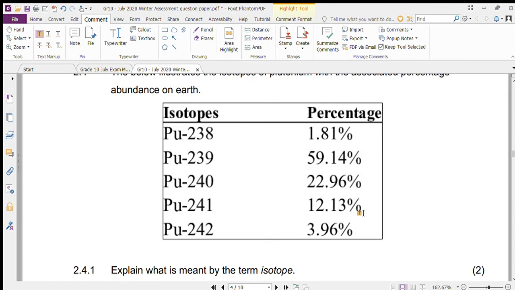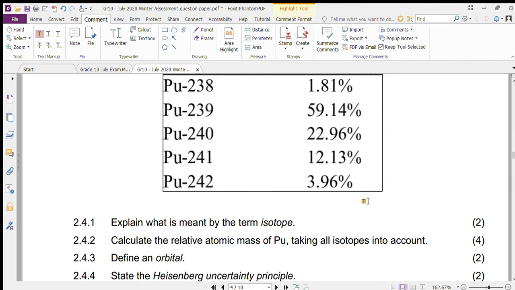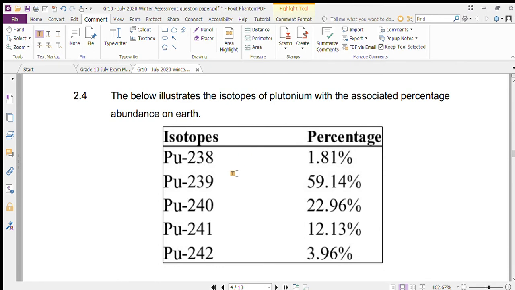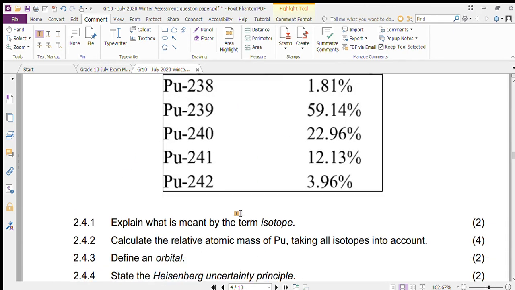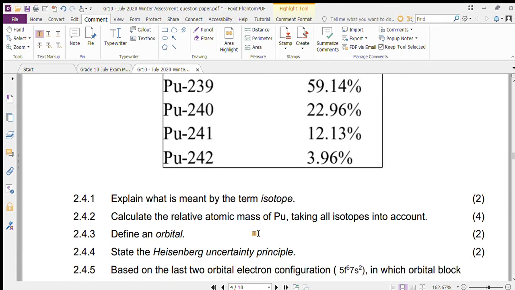Question 2.4 has got to do with these isotopes of plutonium. Now remember, this only represents a few of the isotopes. There are other isotopes of plutonium, not just these. So when you get to the relative atomic mass of plutonium, remember, if it's not as per the chemical symbol that we've given you, that is okay.